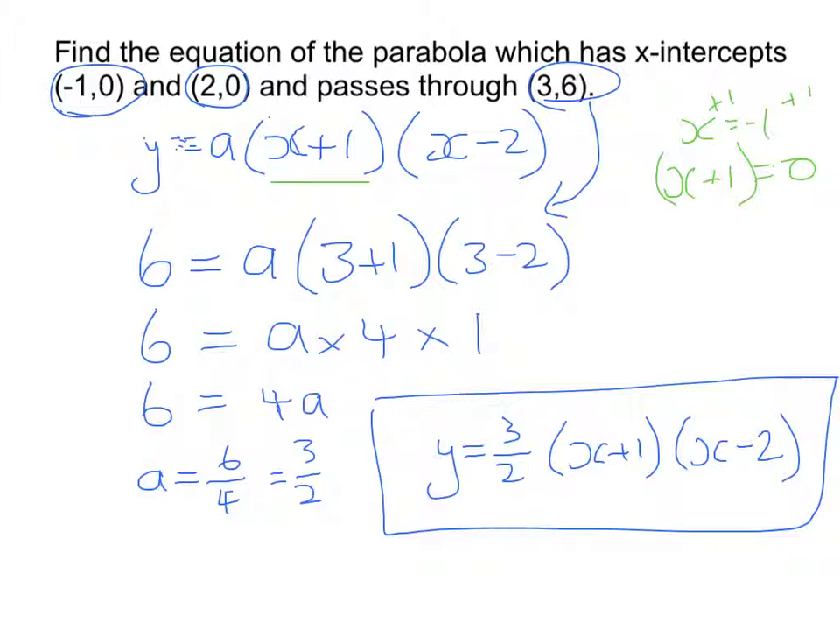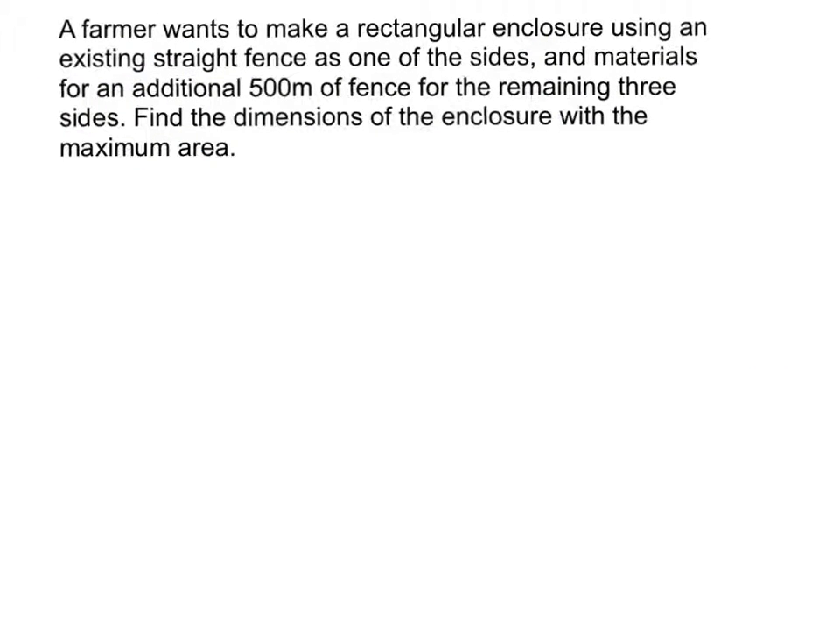Now moving on to the next question. A farmer wants to make a rectangular enclosure using an existing straight fence as one of the sides and materials for an additional 500 metres of fence for the remaining 3 sides. Find the dimensions of the enclosure with the maximum area.